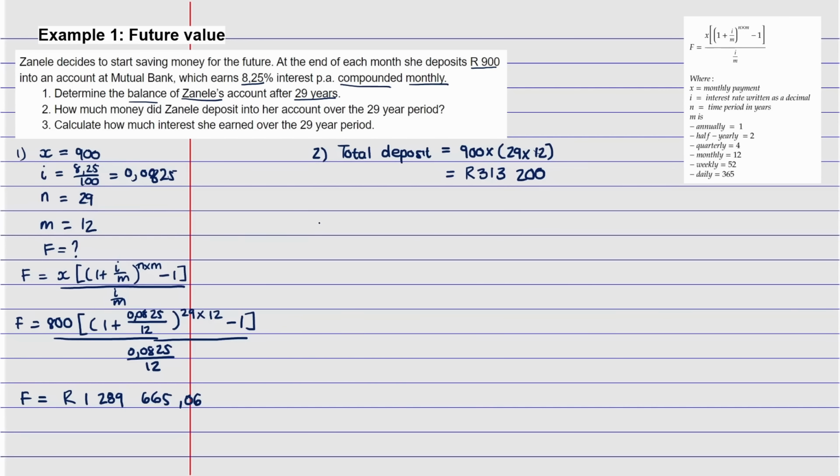Then number 3 says, calculate how much interest was earned over the 29 years. So the question is asking us to calculate, from the money that she deposited, how much interest she earned. So it's going to be this future amount that she put into the investment minus the actual money that she deposited. Then the difference is going to be the total interest.